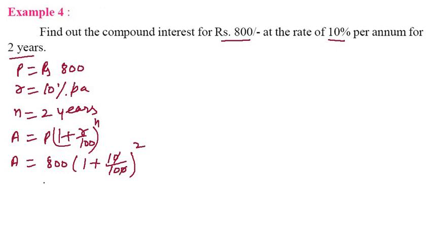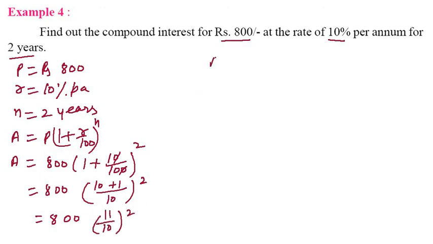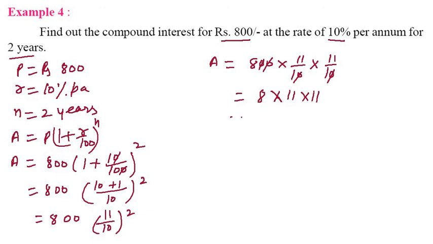So 0 will be cancelled out, and taking their LCM, the LCM is 10, and here is 10 plus 1 and whole square. So that gives 800 into 11 upon 10, and that whole square. So amount will be equal to 800 into 11 upon 10 into 11 upon 10. So 0 will be cancelled with this 0. So that is 8 into 1 into 11 into 11. So that will be 11 into 121. So 8 ones are 8, 8 twos are 16, 8 ones are 8 and 1 makes 9. So that is the amount.